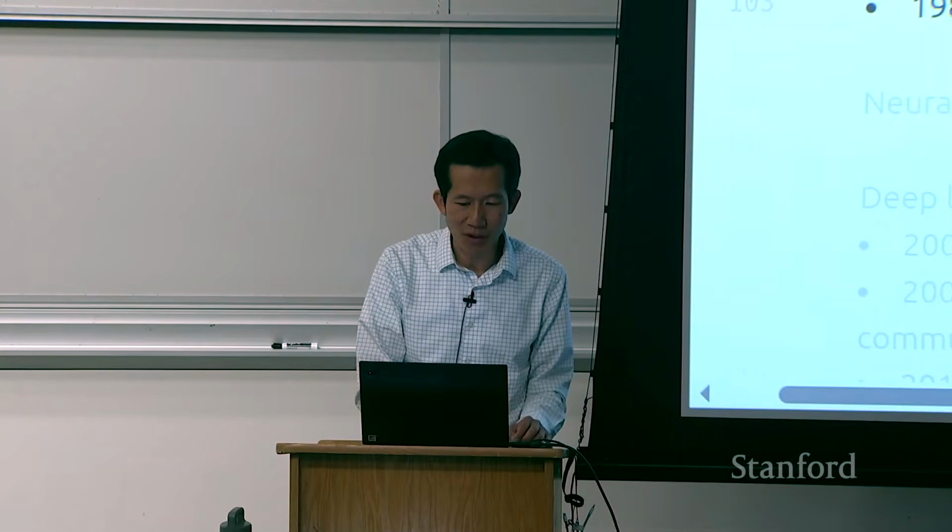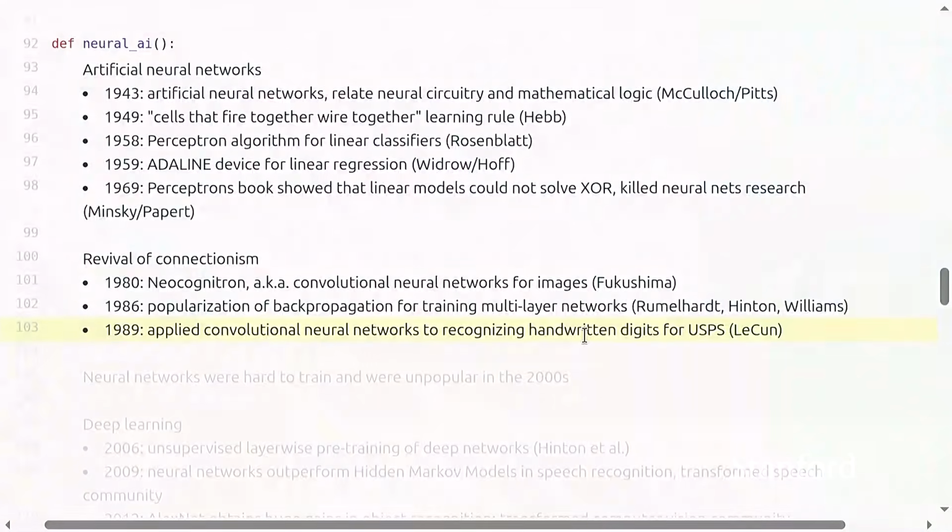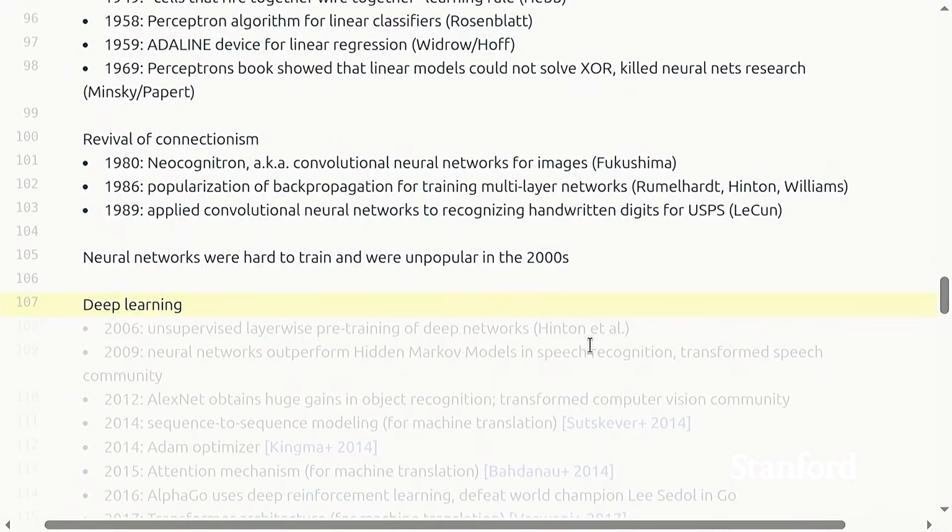By the end of the 80s, there were some modest successes in using neural networks to do actual real things, like recognizing handwritten digits for USPS. But still, neural nets were really hard to train and were generally unpopular in the 2000s. Then things started changing towards the latter part of the 2000s. In 2006, there was a paper by Hinton on how you can train deep neural networks, because people had really struggled to train them back in the day.